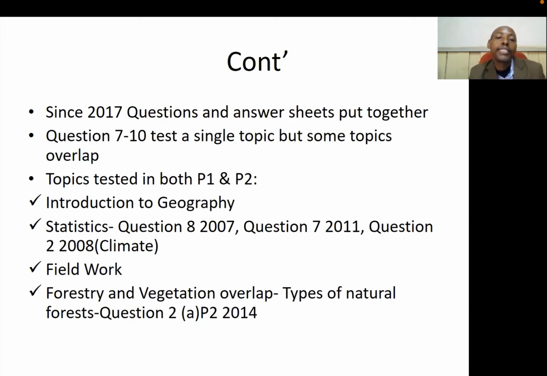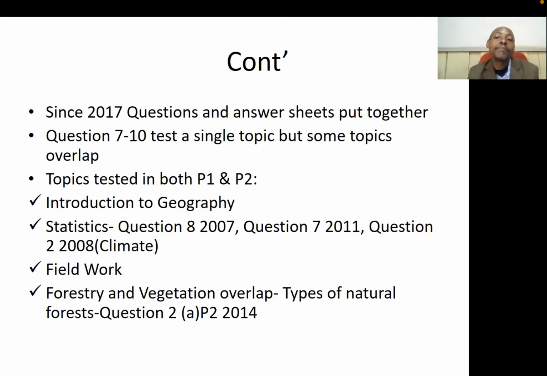Question 7 to 10 usually test a single topic, but in some cases topics overlap. For instance, topics that have been tested in both paper 1 and paper 2 are introduction to geography, the first topic in form 1, and statistics in some papers. It has also been tested in paper 1, for instance, question 8 in 2007, question 7 in 2011, and question 2 in 2008, all of which were on climate, where students were supposed to do some statistics and also draw some graphs, specifically simple bar graphs.